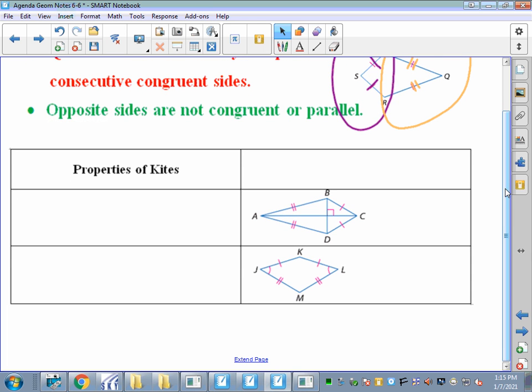When we've got a kite, just like rhombi and squares, our diagonals do end up being perpendicular. So in this particular example, notice I've got the right angle drawn in.